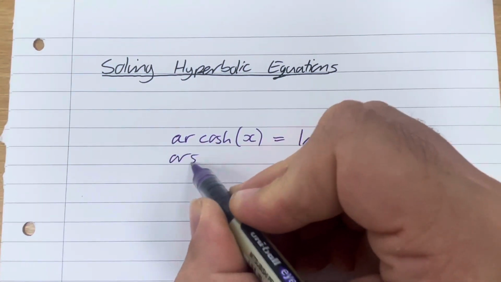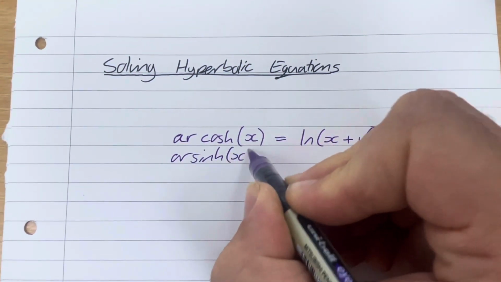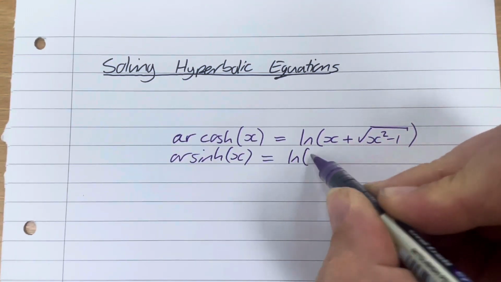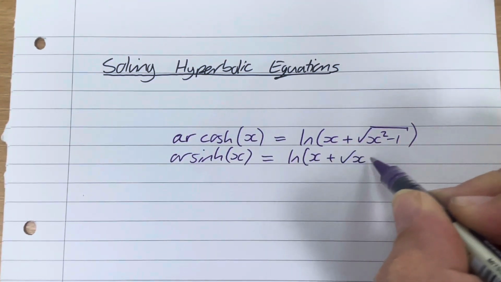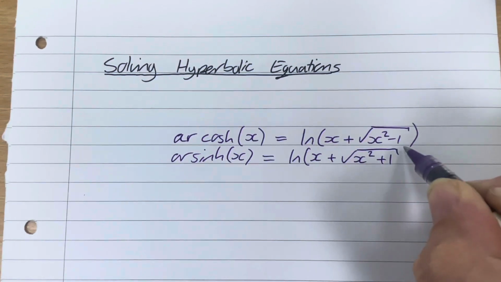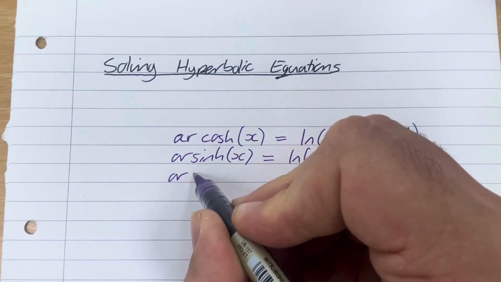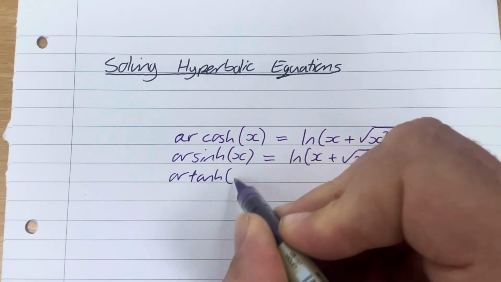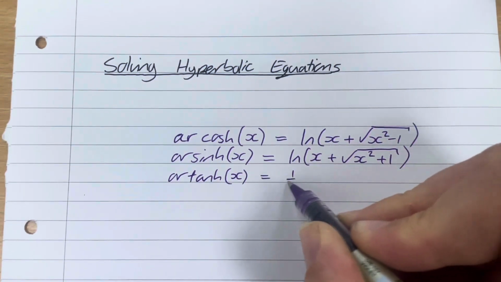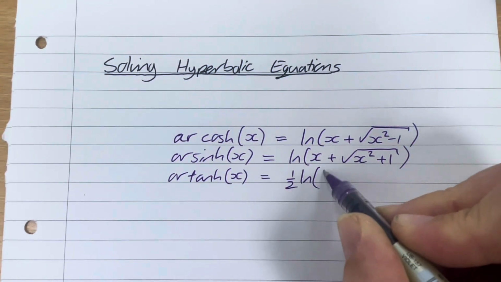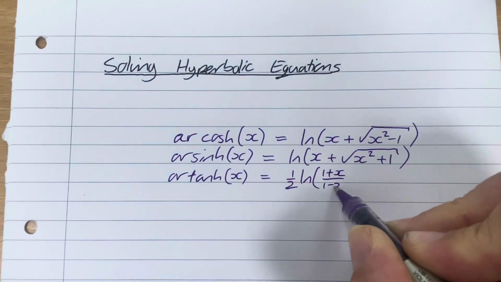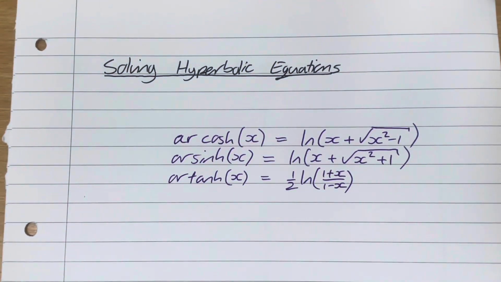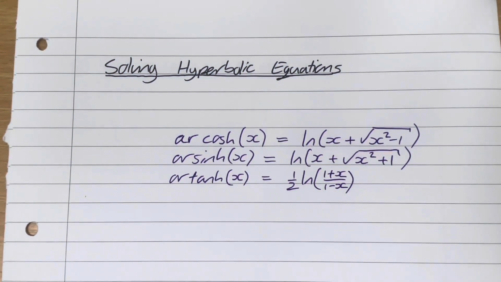We've got the arsinh function, which is defined as the natural log of x plus the square root of x squared plus 1. And then we also have the artanh function, which is defined as half times the natural log of (1 plus x) over (1 minus x). Okay, so I derived those in my previous video. We will be using these all the way through this video.